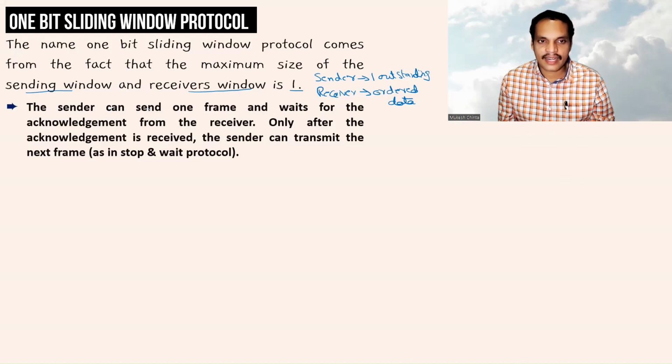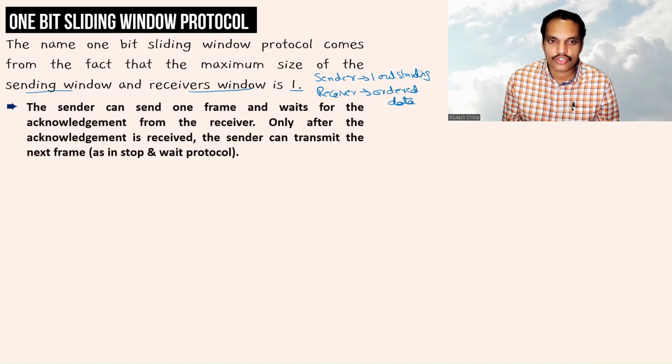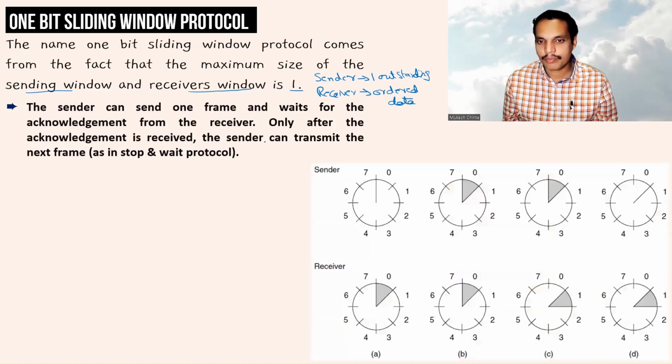Now the sender can send one frame and wait for the acknowledgement from the receiver. Only after the acknowledgement is received can the sender transmit the next frame, just like in the stop and wait protocol. Let me show you a simple diagram which I have taken from Tanenbaum's textbook, which shows 4 different times.